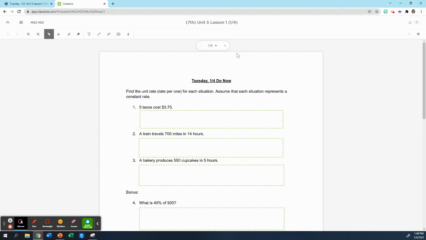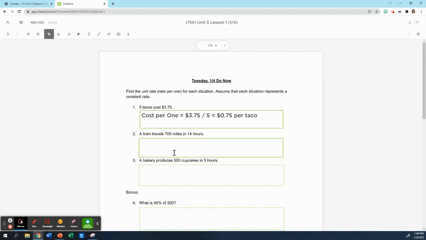Okay, so you should have given slide 1 a try, at least that first set of questions. And let's take a look at question 1. We're looking for the unit rate in question 1. And when we're talking about the cost of something, that usually means the cost per one. And so if I was looking for the cost per one taco, I would take the cost that I know, $3.75, and I would divide it by 5 tacos because I'm spending $3.75 split evenly between 5 items. And $3.75 divided by 5 is equal to 75 cents per taco.